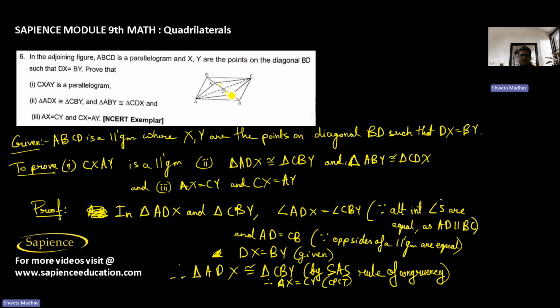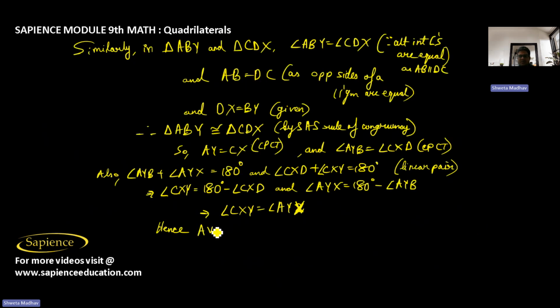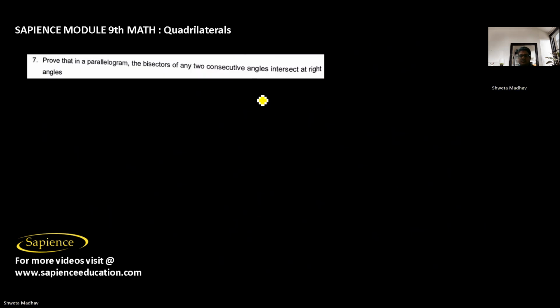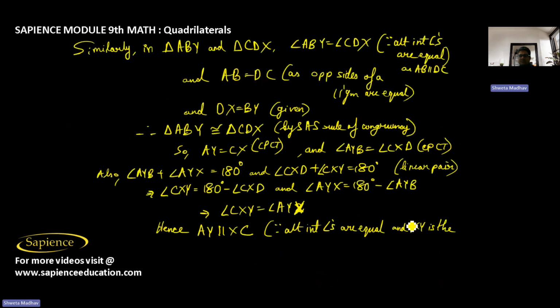It means that these two are alternate interior angles. So hence AY is parallel to XC, since alternate interior angles are equal, and obviously XY, or BD, is the transversal. So now AY is parallel to XC.